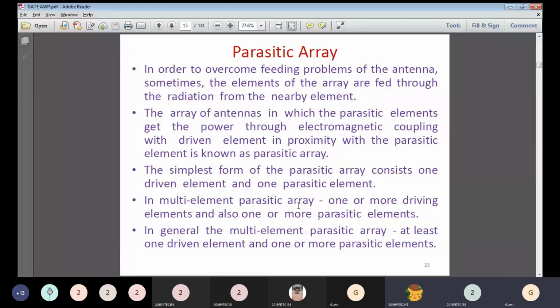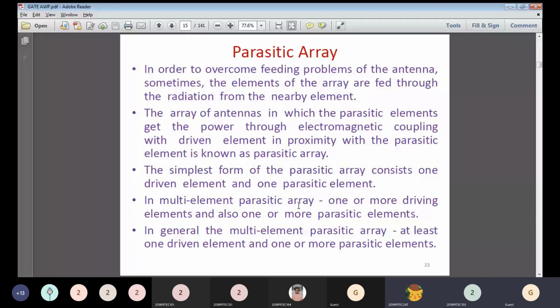In order to overcome the feeding problem, in the three cases of broadside, end-fire, and collinear, the individual antenna should be fed properly. That problem is not present in the parasitic array. In order to overcome the feeding problem of the antenna, sometimes the elements of the array are fed through the radiation from a nearby element. The array of antennas in which the parasitic elements get power through electromagnetic coupling with the driven element in proximity is known as the parasitic array.